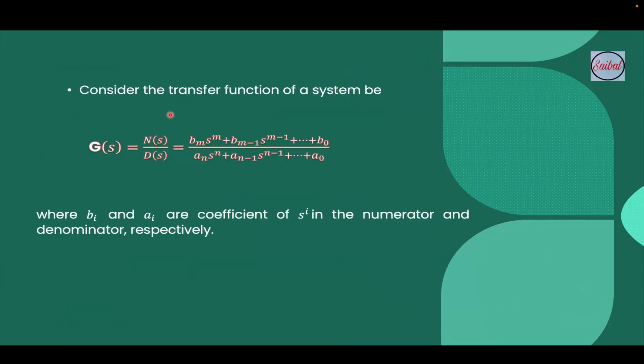So let's consider one transfer function. Here we denote the transfer function as G(s) equal to N(s) by D(s). N(s) is nothing but the numerator and D(s) the denominator. So here you can see we represented the numerator polynomial as b_m s to the power m plus b_(m-1) s to the power m minus 1 up to b_0. Similarly for the denominator. So b_(m-1) up to b_1, b_0 are nothing but the coefficients of the numerator. Similarly a_(n-1) to a_0 are the coefficients of the denominator.